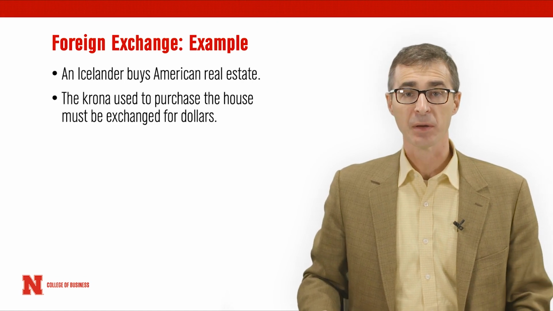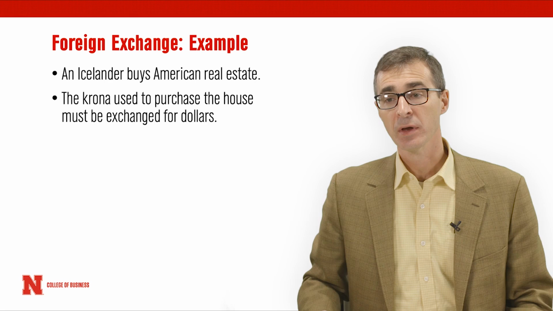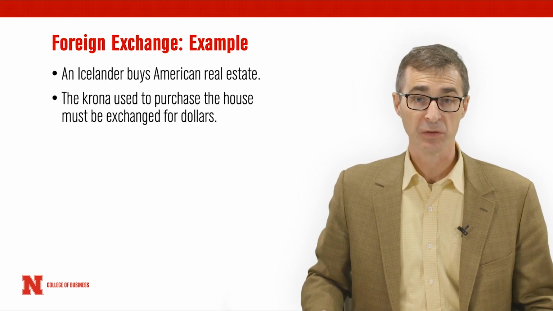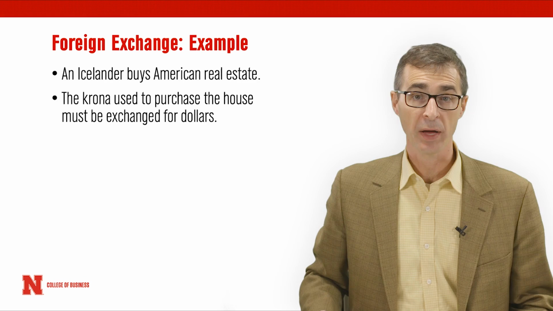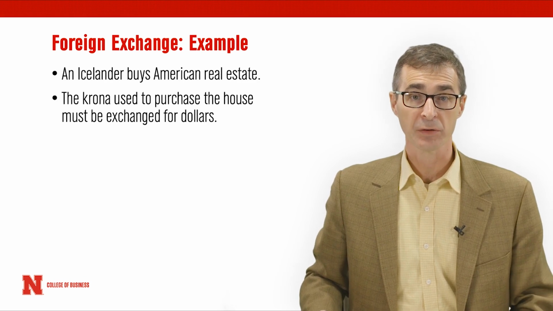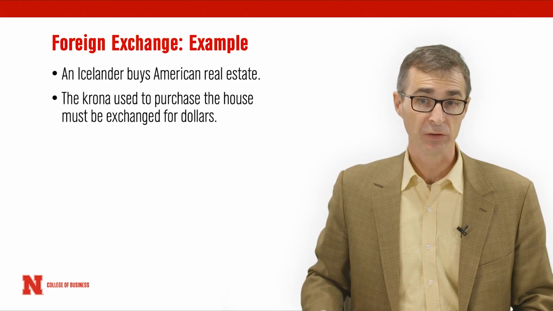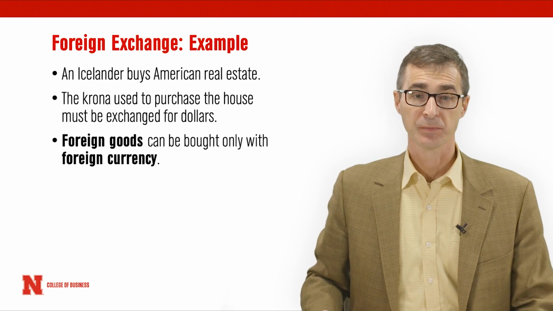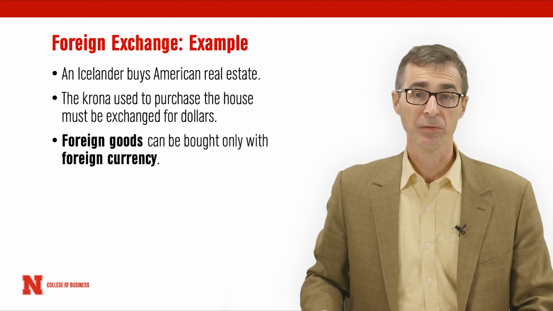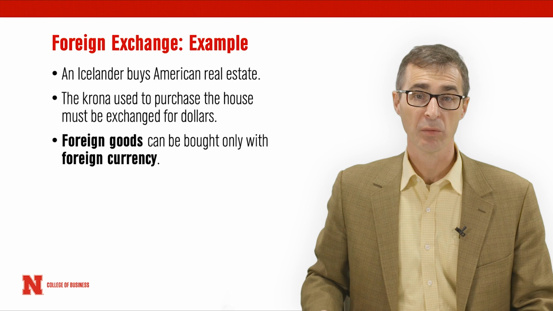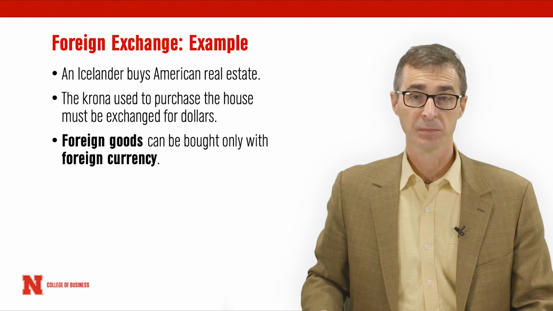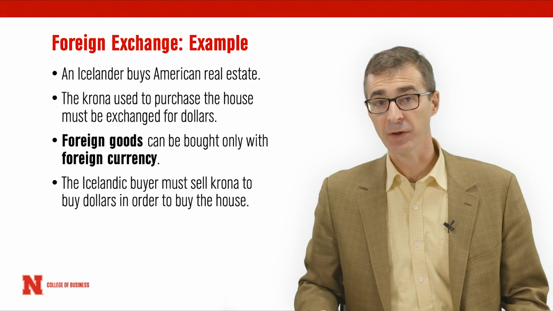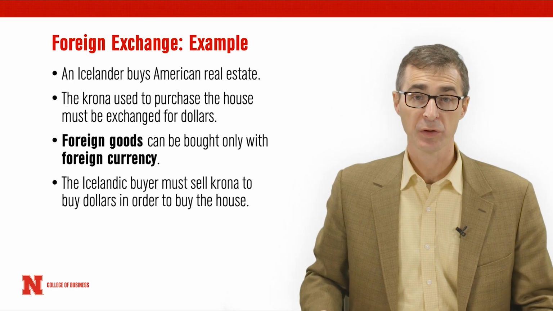An easier way to think about this is that foreign goods can be bought only with foreign currency. So the Icelandic krona must be sold and US dollars bought, in other words, krona exchanged for dollars, and then the transaction in Beverly Hills can be consummated. Again, remember that foreign goods can only be bought with foreign currency. In this case, the Icelandic buyer has to sell their krona and buy dollars and use those dollars to buy the American real estate.